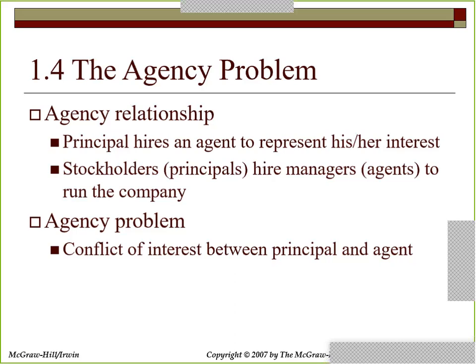They have managers run the company. Now, you might ask yourself, well, who are these managers that are representing the shareholders? Well, it's none other than the management of the company. So the chief financial officer and the treasurer and the controller and the chief executive officer are all managers that are working for the shareholder. And the shareholder basically expects them to have the same goals that he or she has, and that is to maximize the wealth and the value of the company. But you might have a conflict of interest between the principal, the shareholder, and the agent, the management of the company. Let's explore what that is.